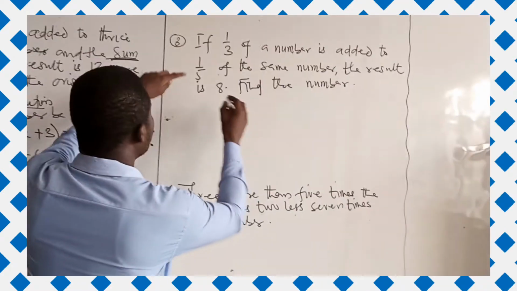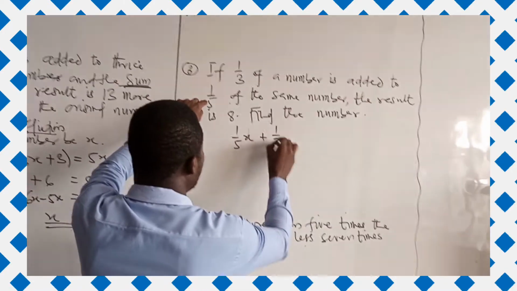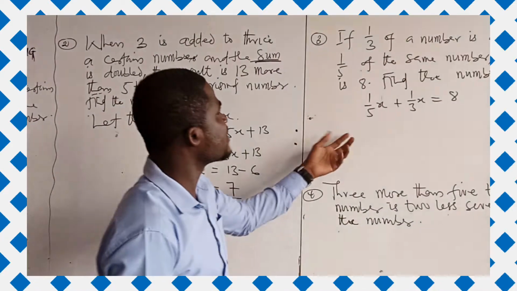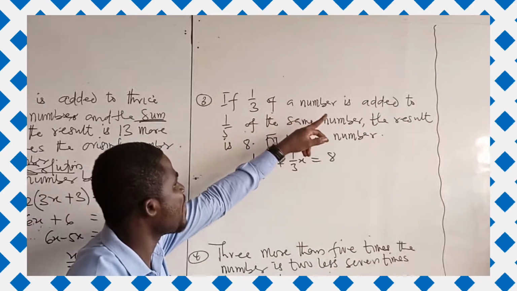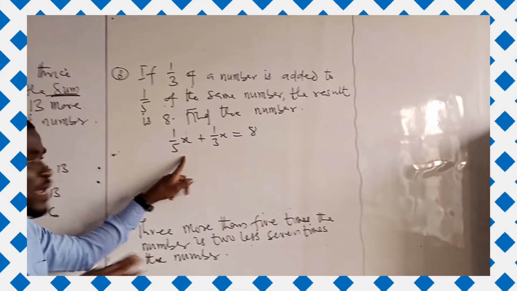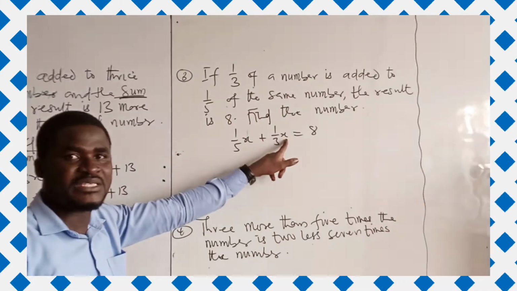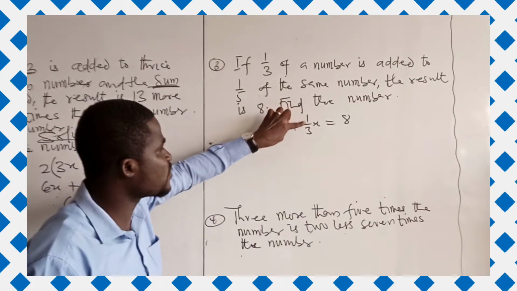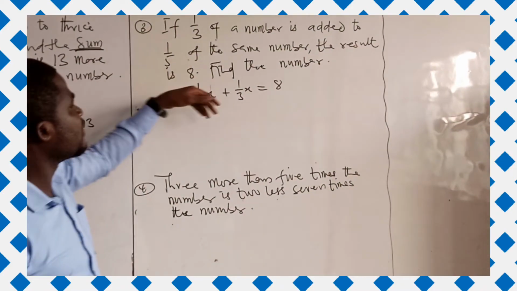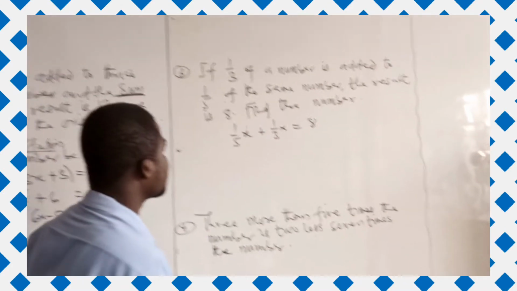So we are going to have 1 out of 5 X plus 1 out of 3 X equal to 8. Now, the question says, if 1 out of 3 of a number is added to 1 out of 5, it means that 1 out of 5 is already there and we are adding 1 out of 3 to it. So 1 out of 3 of means times of a number. That's why I wrote 1 out of 3 X and 1 out of 5 X. The result is 8, so equal to 8.